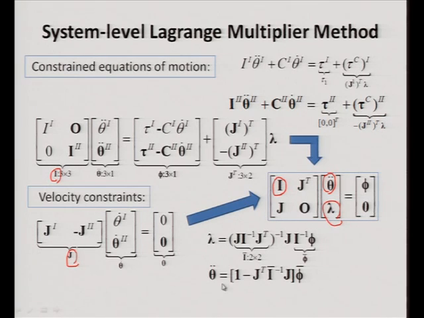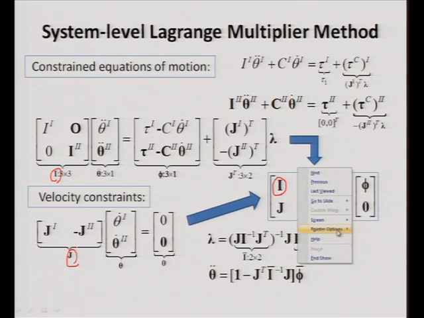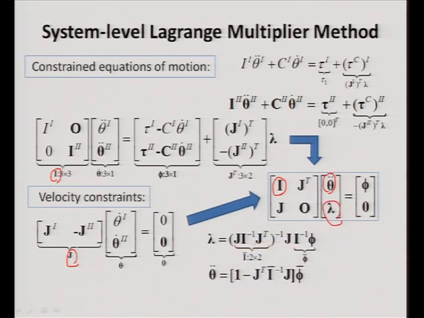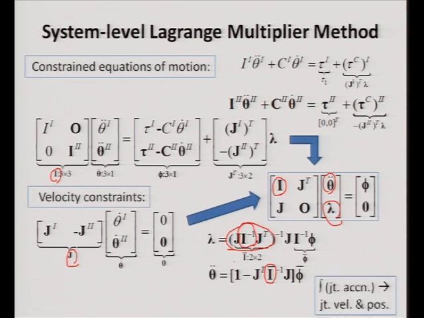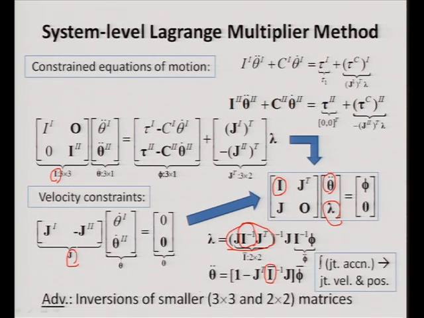So, one inversion is coming here, and that I is appearing here. So, this is 3 by 3. And then the I bar size, what is the I bar appearing here? I bar is the whole thing and this whole I bar will be 2 by 2. So, instead of inverting a 5 by 5, I am doing an inversion of 3 by 3 and 2 by 2.